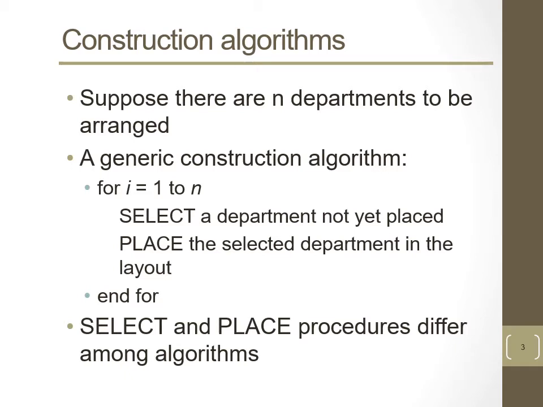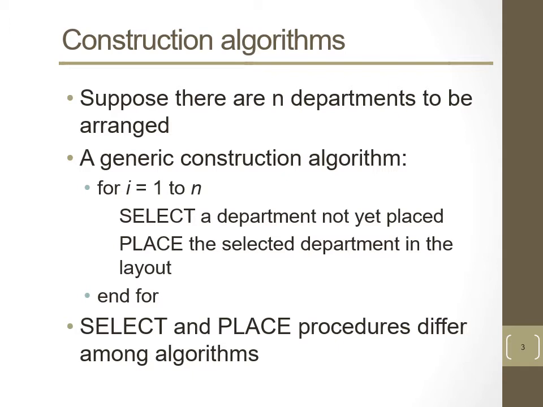So the basic steps of construction algorithms can be given as follows. Assume there are n departments that are going to be arranged in this layout design. For example, there are 10 departments or 5 departments that you want to find the layout for. So what are the steps of this algorithm? We can give the steps like this. For each department from 1 to n, we select a department which is not yet placed in the design, not yet placed in the layout.